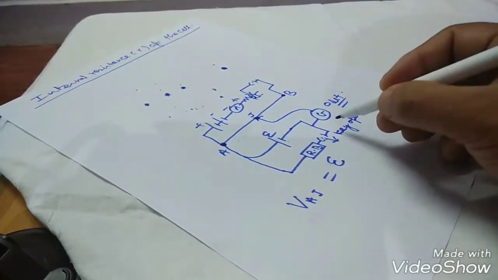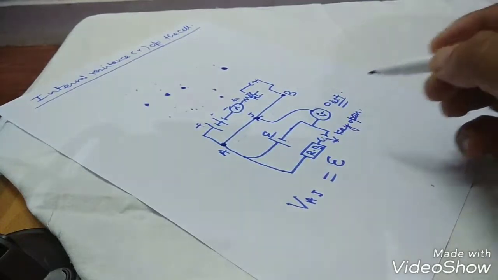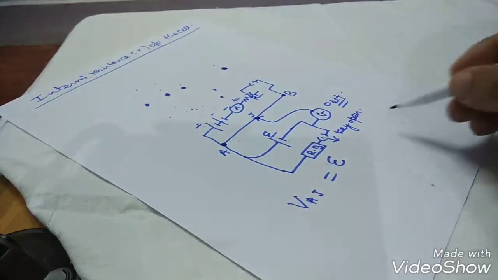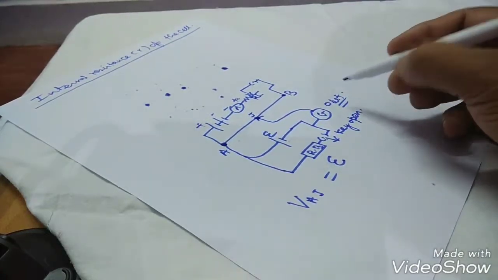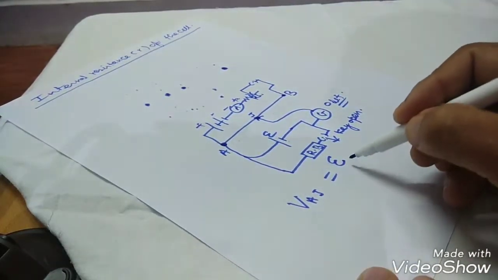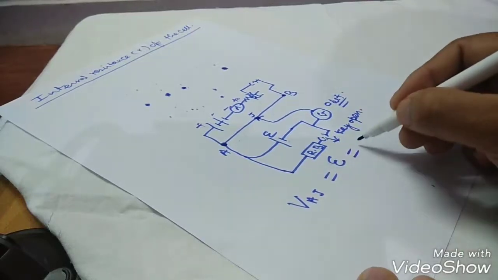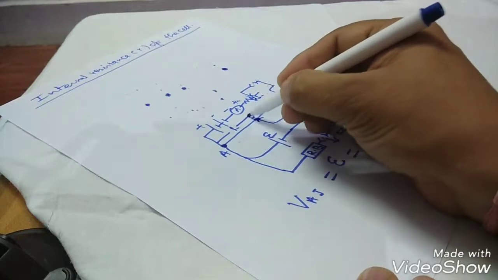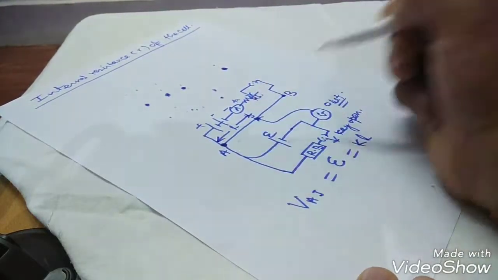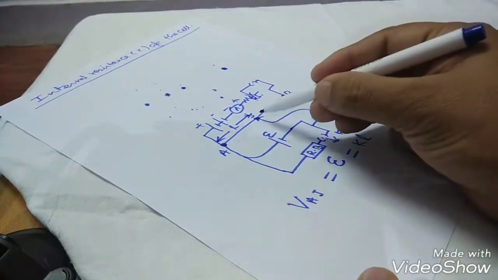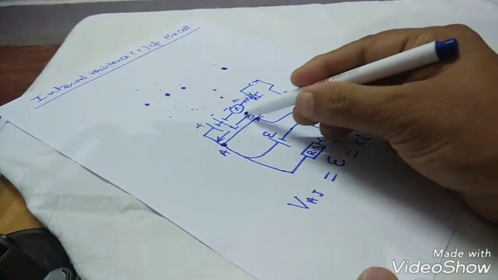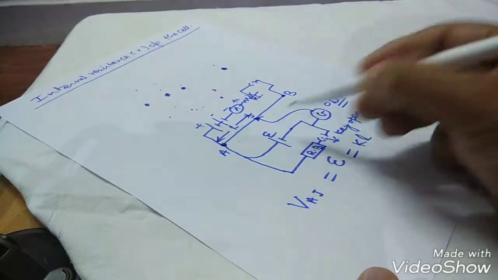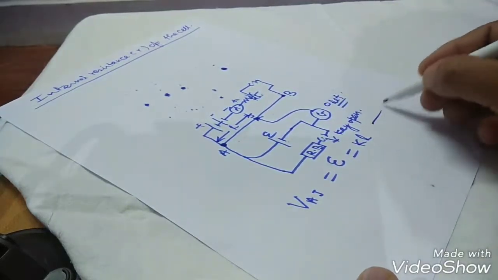In first case, we are opening this key K, and this cell is in this circuit. Galvanometer is showing zero deflection. So VAJ is equal to E, which is equal to KL, provided this distance is equal to L. Means the potential drop across the length L of potentiometer is balancing EMF of this cell. So EMF is equal to KL.